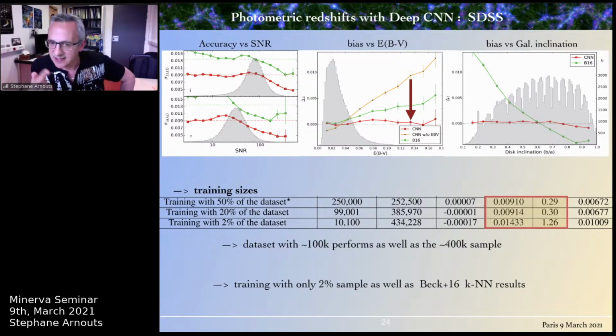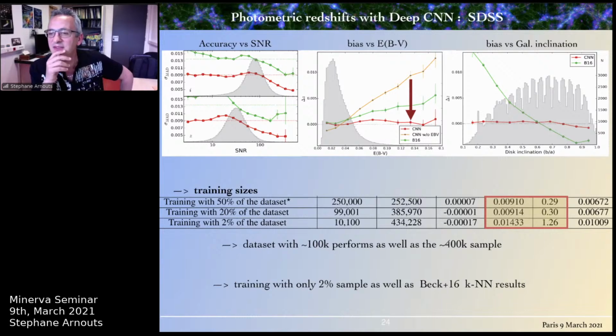And that was the reason why we include the EBV value as input before the fully connected network. And this improved the final results, giving the red line, which is now perfectly flat and independent of the running excess. Another very nice quantity is the inclination of the galaxies.